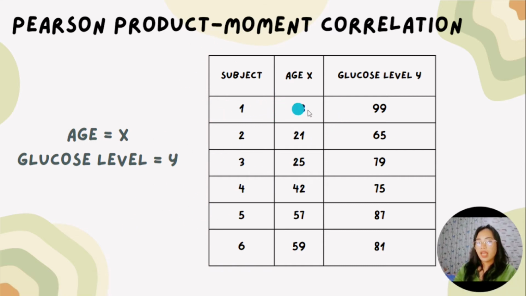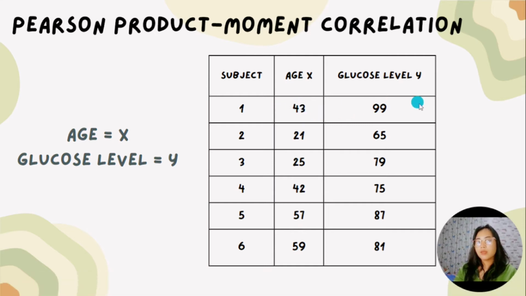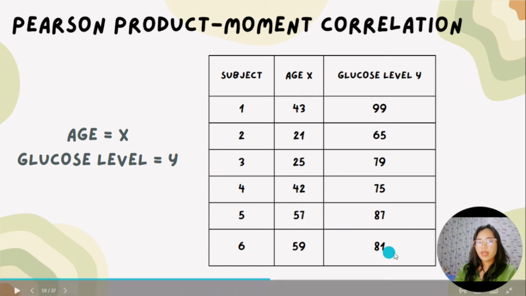The first person's age is 43, next one is 21, next one is 25, fourth one is 42, fifth one is 57, and sixth one is 59. So the glucose levels of these persons are 99, 65, 79, 75, 87, and 81.